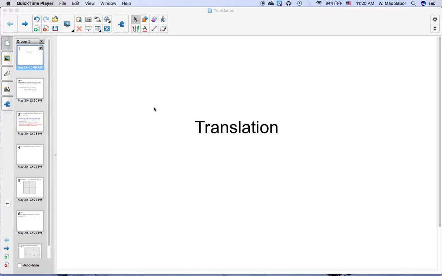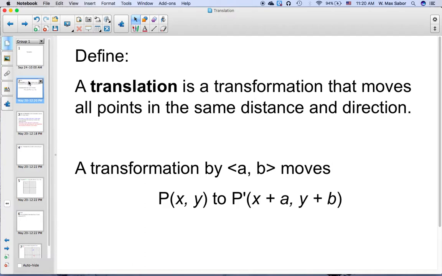Translation is one of the transformations. It's also a rigid motion, so one of the isometries that preserves size and shape. A translation is a transformation that moves all points the same distance and direction. A translation by (a, b) moves (x, y) to (x + a, y + b).